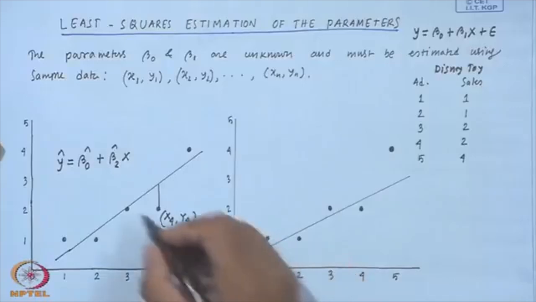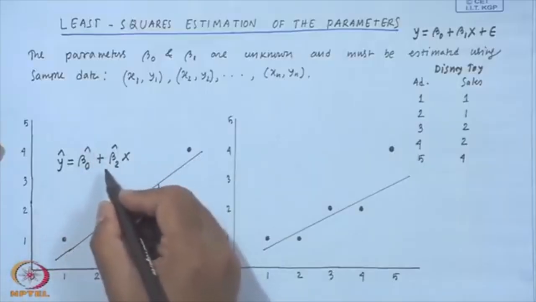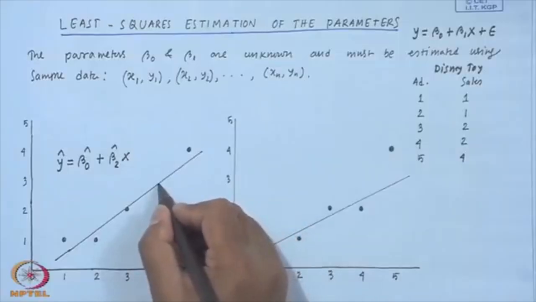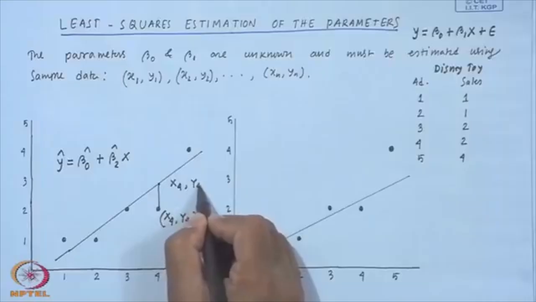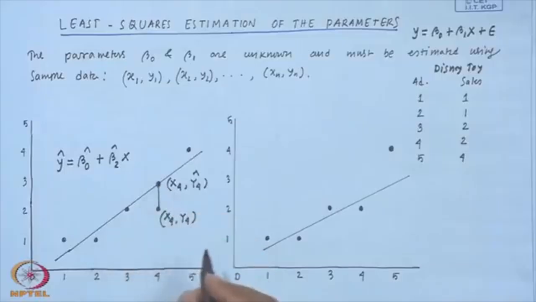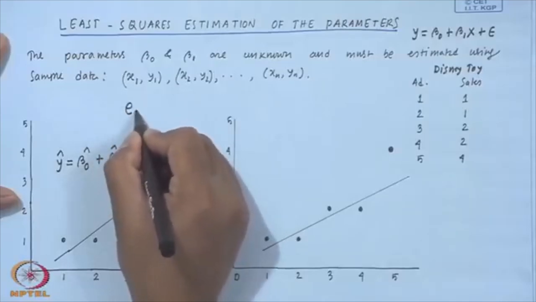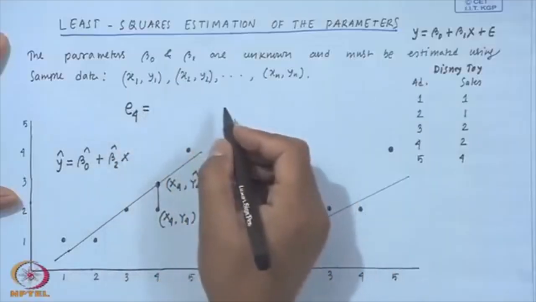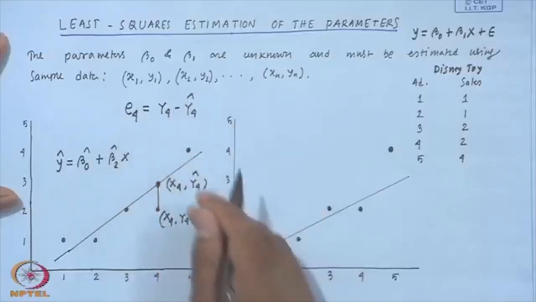And suppose this is the fitted line, y hat is equal to beta naught hat plus beta 1 hat x, and then this point is nothing but x 4, y 4 hat. So, the vertical discrepancy, let me write that as E 4, is called the residual for the fourth observation. So, E 4 is equal to this distance, that is y 4 minus y 4 hat.